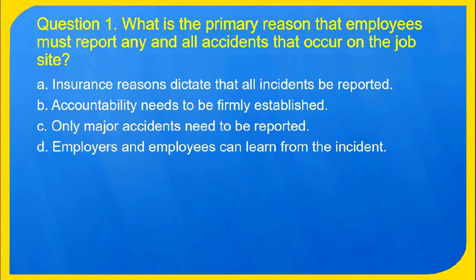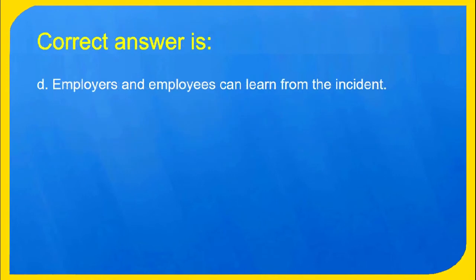Question 1. What is the primary reason that employees must report any and all accidents that occur on the job site? A. Insurance reasons dictate that all incidents be reported. B. Accountability needs to be firmly established. C. Only major accidents need to be reported. D. Employers and employees can learn from the incident. Correct answer is D. Employers and employees can learn from the incident.